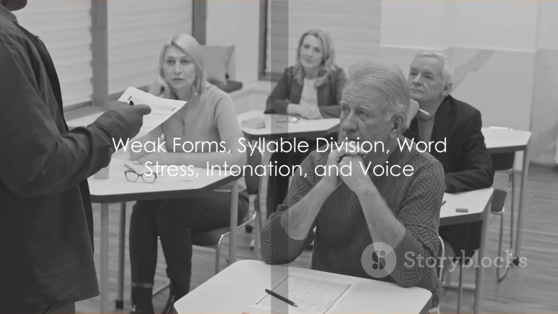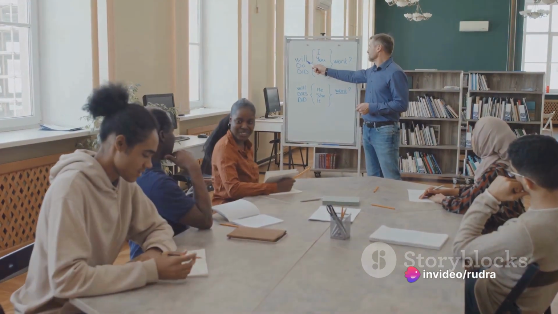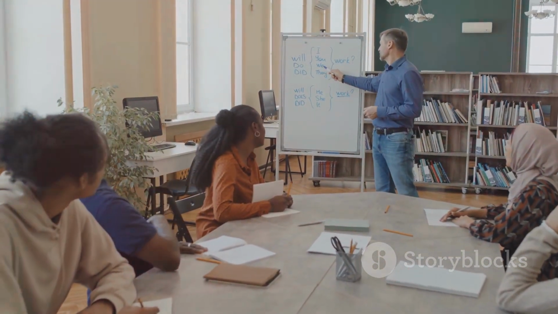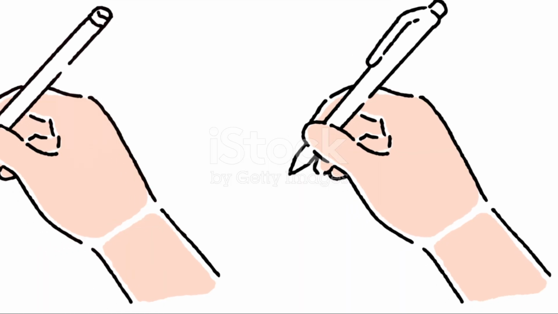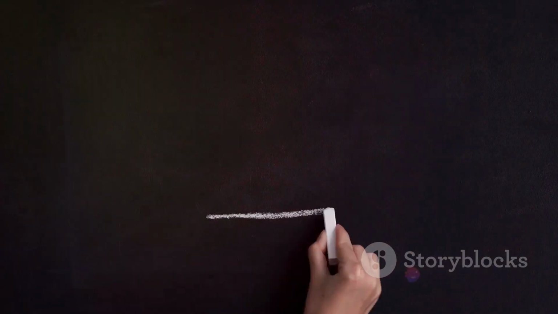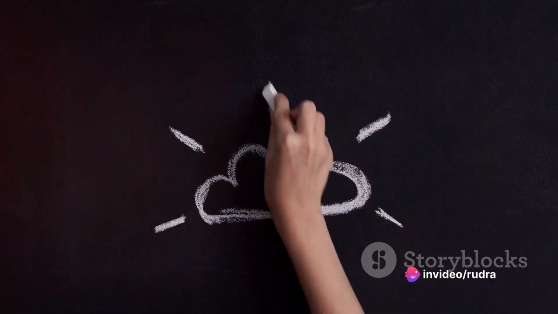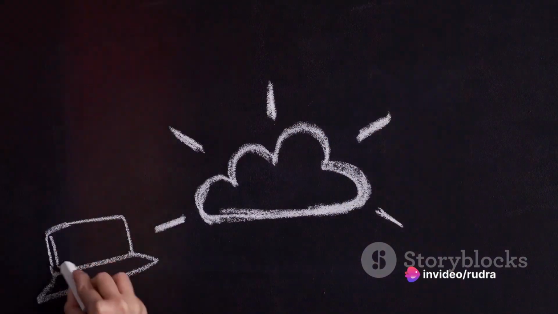Finally, let's touch on some other important concepts in phonetics. Weak forms are an intriguing feature of English, where certain words like and, for, of, and so on are pronounced with less emphasis in a sentence. This gives English its unique rhythm. Next, we have syllable division, which is all about how we break down words into smaller, pronounceable parts. Each syllable usually contains at least one vowel sound.